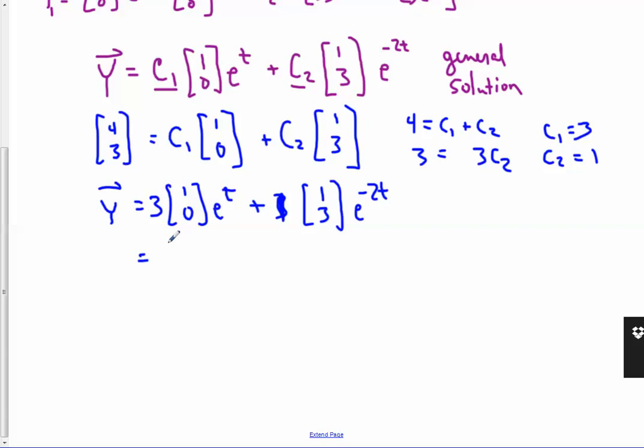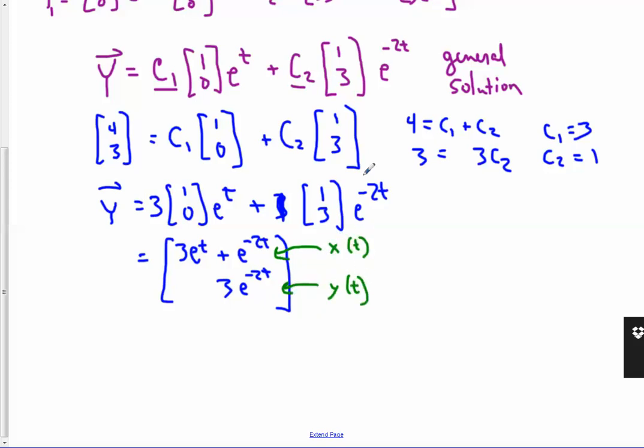I can put it together in one big vector if I want, right? 3e to the t plus e to the minus 2t, just going across the tops, or going along the bottoms. That one's 0, and in the bottom I would just get 3e to the minus 2t. That is my little x of t. That is my little y of t. Okay, so that's the idea.